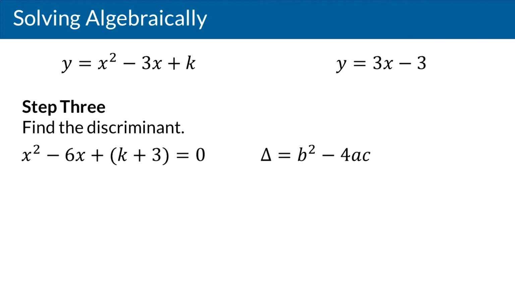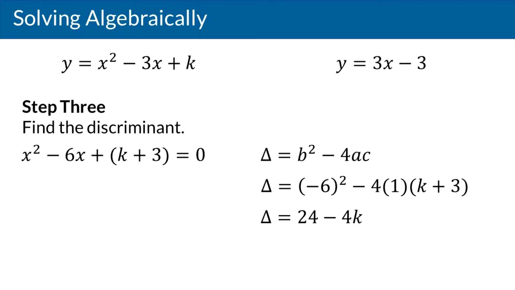To accomplish this, we are going to need to find the discriminant. So we'll set up our general form for this equation, and then sub in the given values from the quadratic equation we've set up. If we simplify this, we will get that the discriminant is equal to 24 minus 4k.